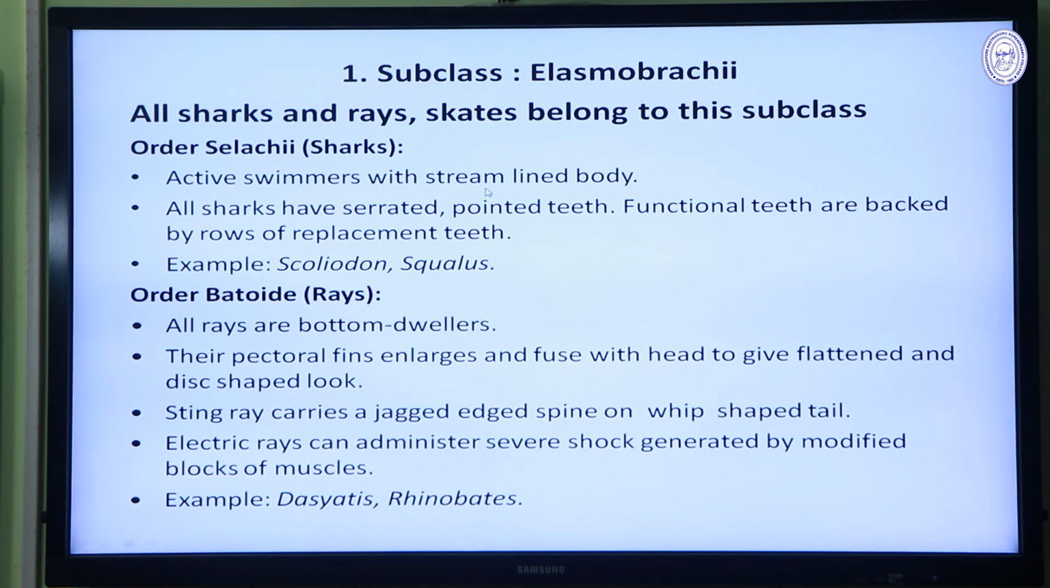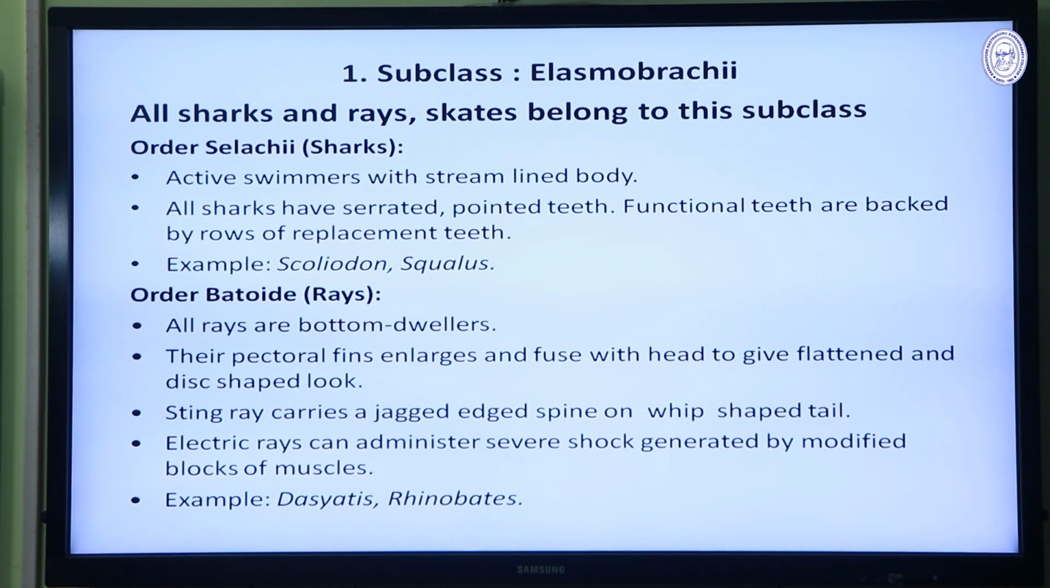Now, subclass Elasmobranchii has two orders, order Cephalochordata that contains all kinds of sharks, and order Batoidea, that is all kinds of rays. The sharks, as we know, are very active swimmers, they have a streamlined body, they have serrated pointed teeth because they are voracious predators. Examples are Scoliodon or Squalus.